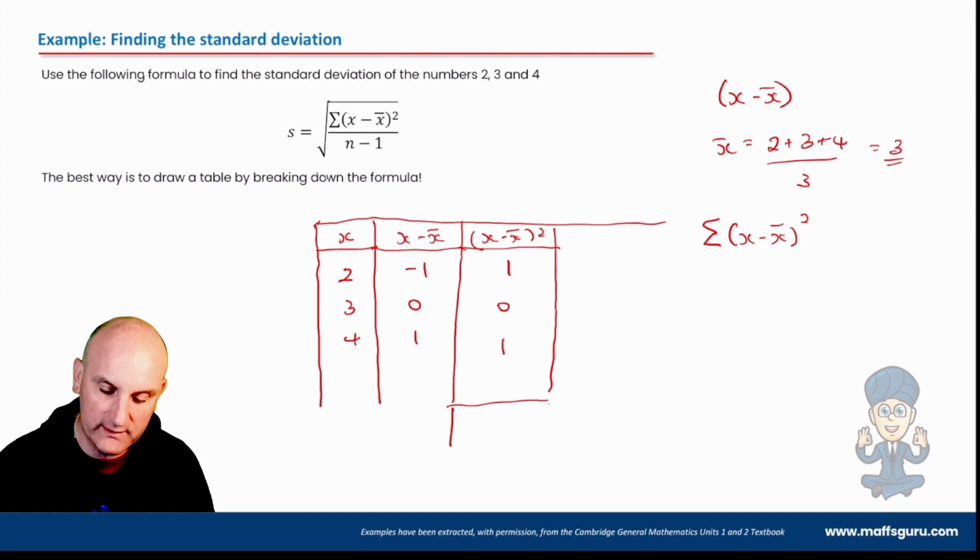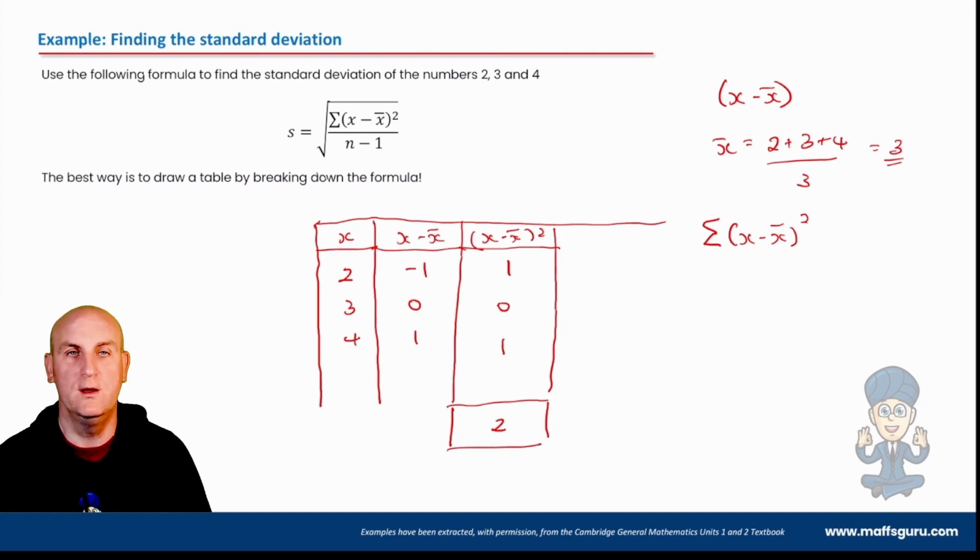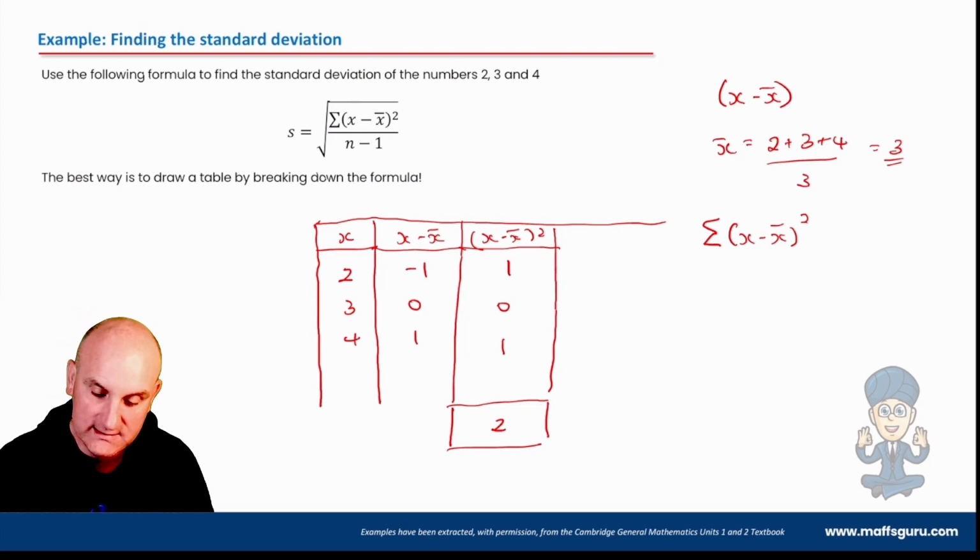So there is my sum. If I add all those together, I'm going to get 2. What do I then need to do? I then need to divide by n minus 1. So the number I've just got there, I've got the number 2.